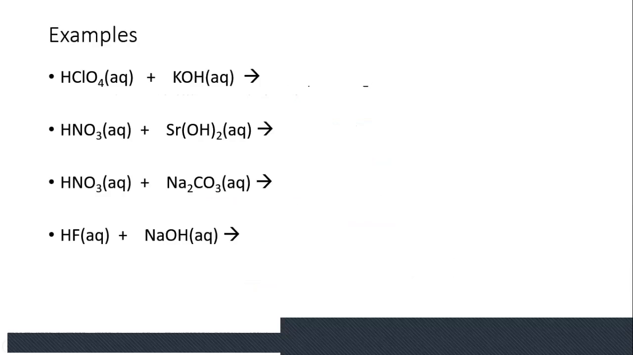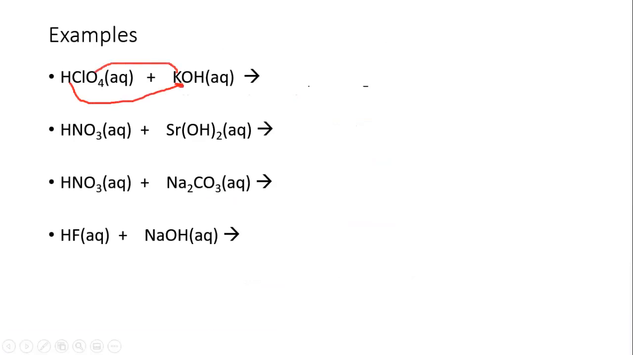So here we have a strong acid, perchloric acid, reacts with potassium hydroxide. So we do double displacement. The hydrogen, the H plus, reacts with the hydroxide. The potassium cation reacts with perchlorate. We get a salt and water. And this, my friends, should not be solid. It should be aqueous. That's a mistake. Aqueous.